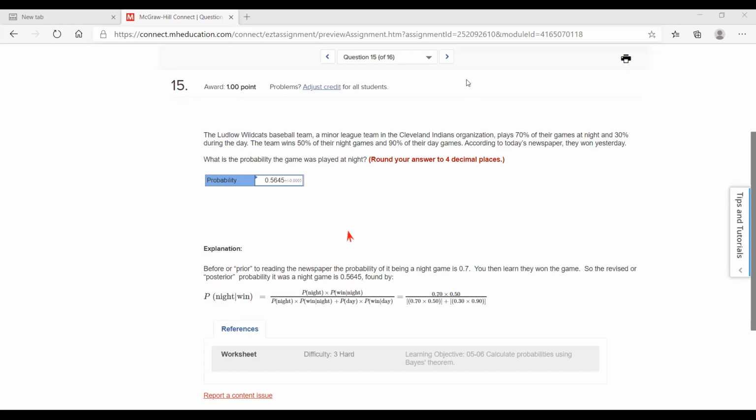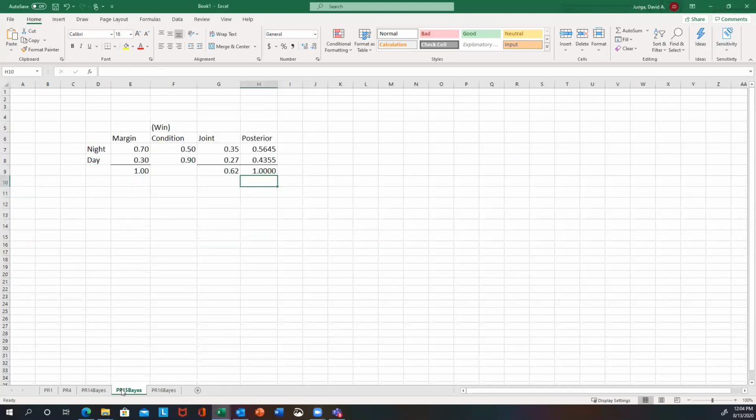I already set this up in an Excel book for you. So this is problem 15. Notice very simply, all I did was, here's my margin that was given, and then here's the win condition, right? 50 and 90. So you win 50% of night games and 90% of day games. I multiplied the margin times the condition to get the joint. So 70 times 50 is 0.35. 30 times 90 is 0.27. You add those up, and then you take the individual joints, divide by the sum of the joints. So 0.35 divided by 0.62, you get 0.5645.